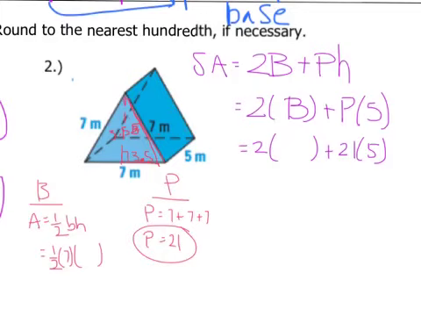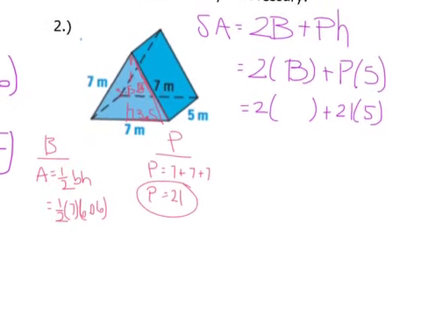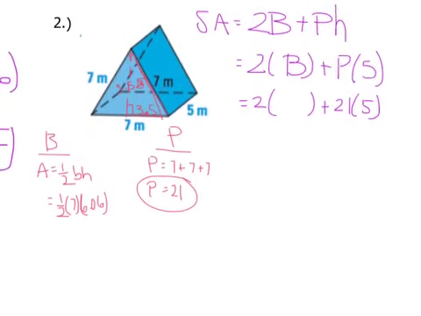What is it? 6 point what? 6.06. Okay, awesome. Now that we have the height of that triangle, we can actually calculate the area of that triangle. So 6.06 times 7 times 1/2 is what? What is that?